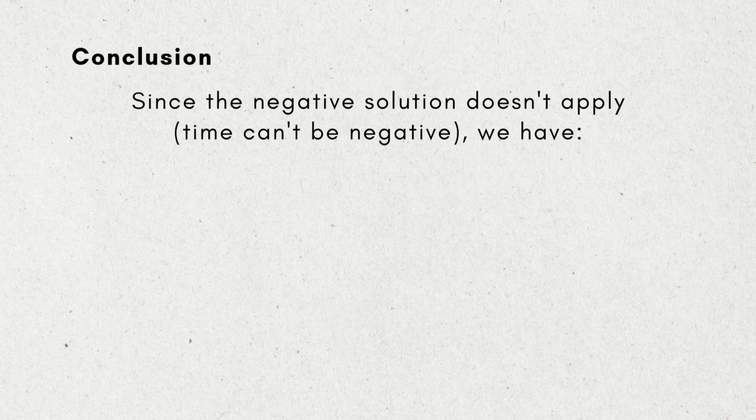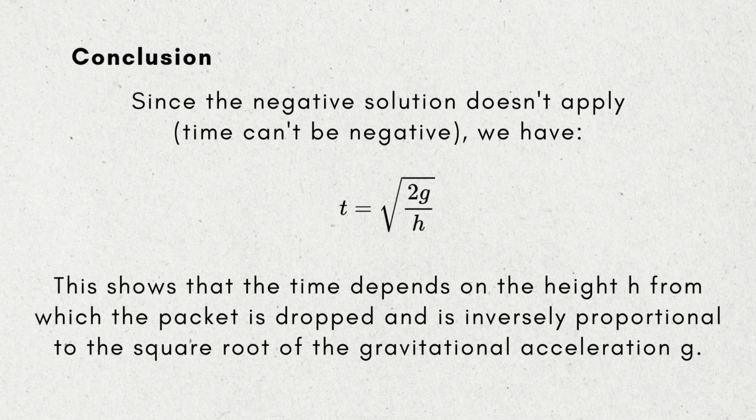Conclusion. Since the negative solution doesn't apply, as time can't be negative, we have t = square root of 2h/g. This shows that the time depends on the height h from which the packet is dropped and is inversely proportional to the square root of the gravitational acceleration g.